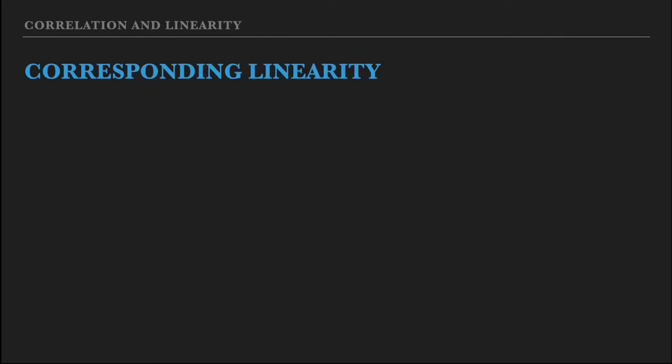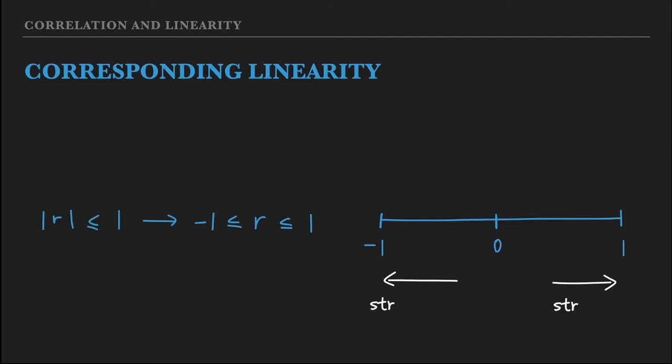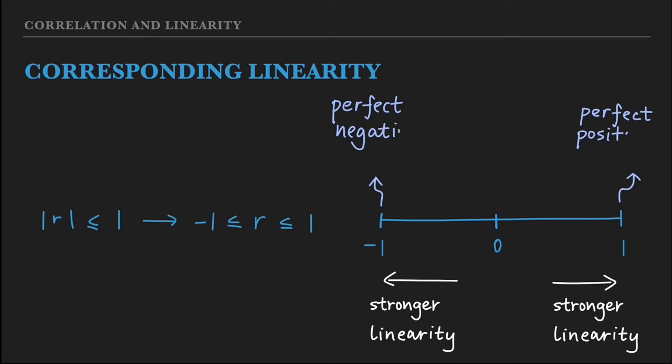From the definition of R, it is always true that the absolute value of R is no larger than 1. The closer the absolute value is to 1, the stronger the linearity. The smaller the absolute value, the weaker the linear association. If the absolute value of R is 1, it suggests a perfect linear relationship, meaning that we can use a best fit line to connect all the data.